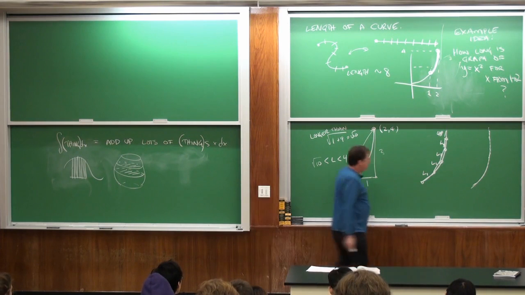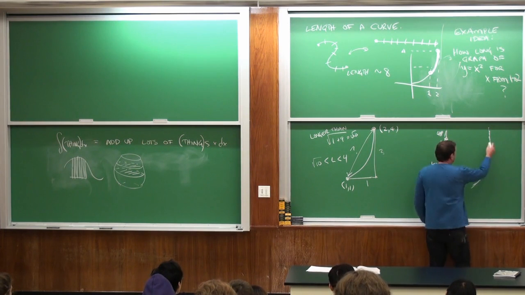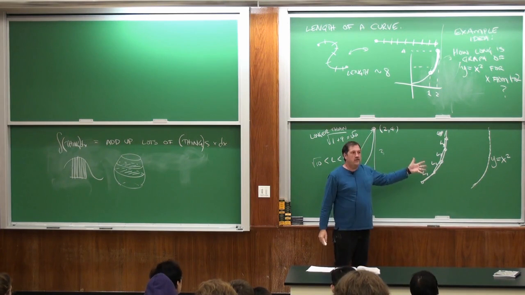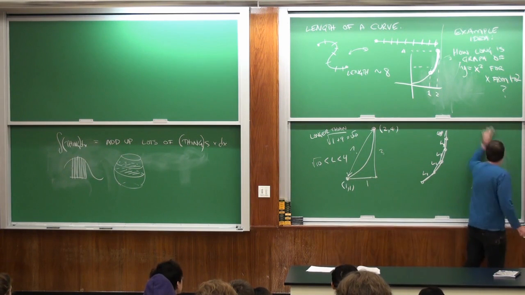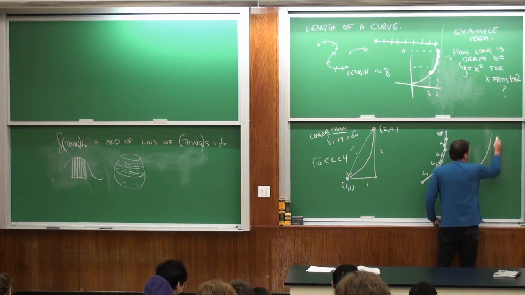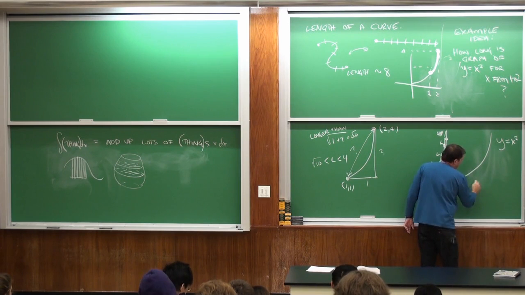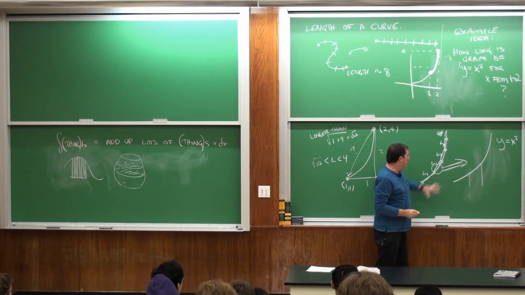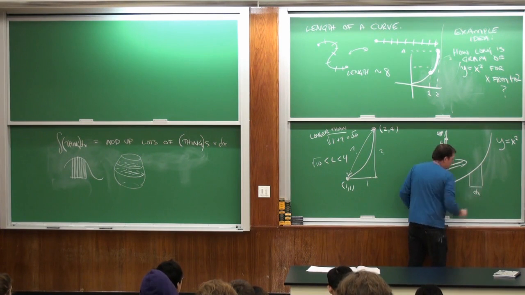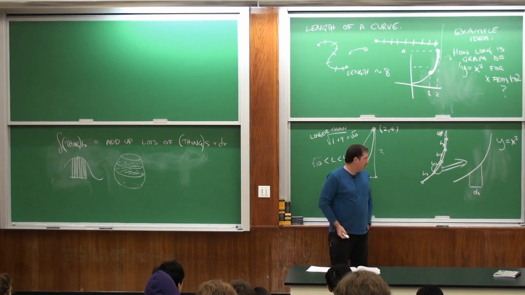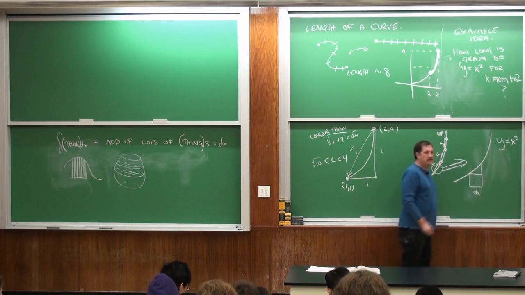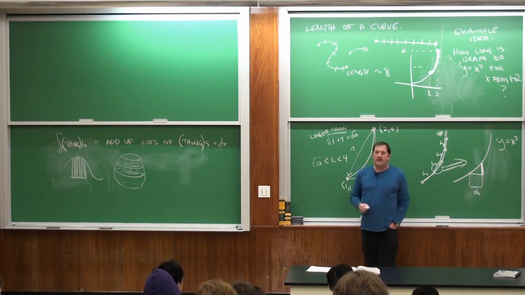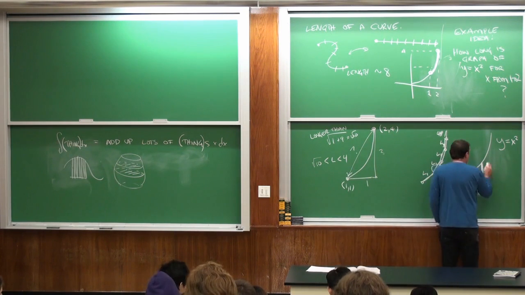So if we have a function, like y equals x squared, and I want to figure out how long this curve is on a very small scale, I'm going to measure just a little bit. So this is blown up. I've zoomed way in. This is some tiny amount, dx. That's this distance. This distance is what? dy. All right? For y equals x squared, what's dy?